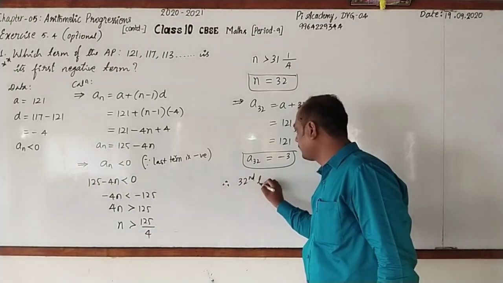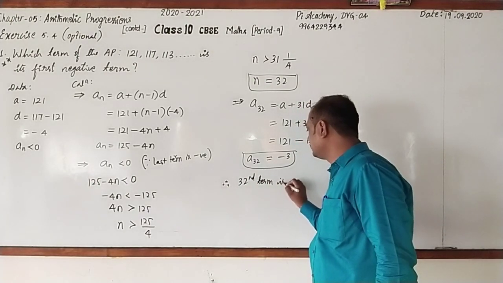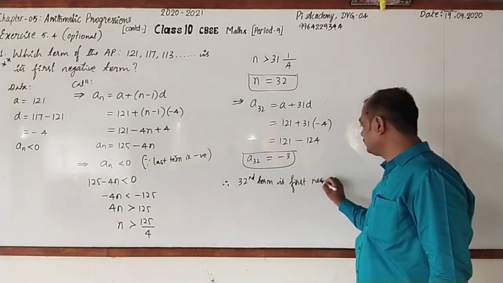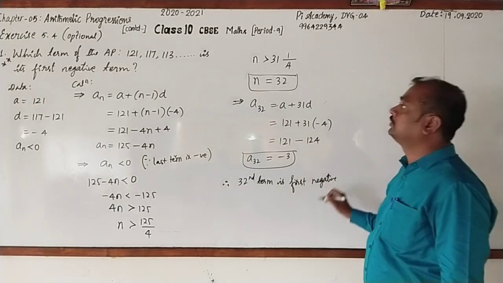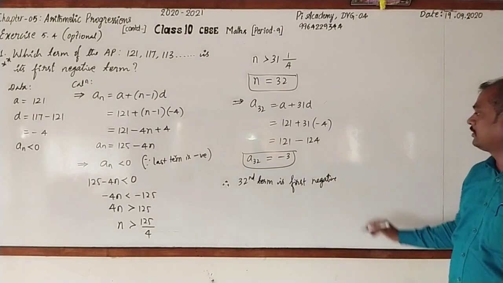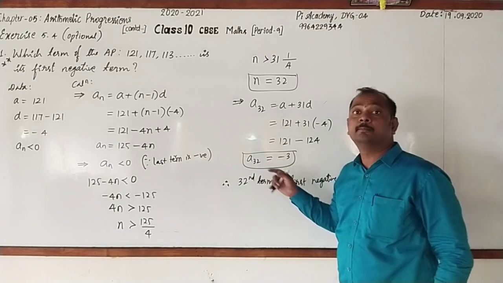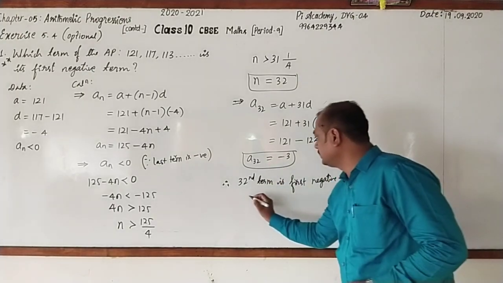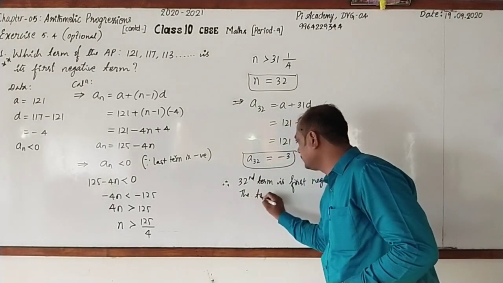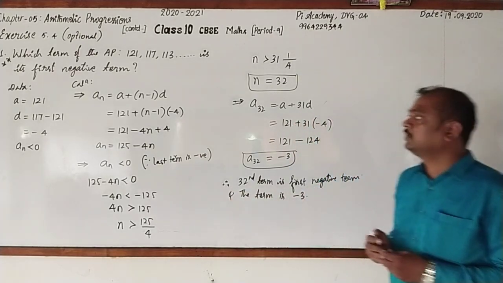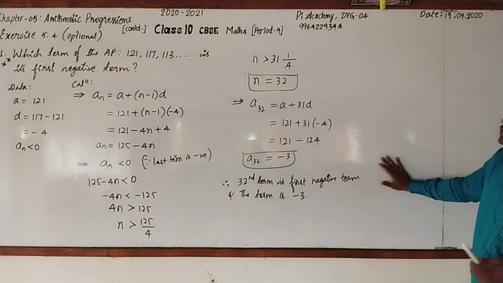32nd term is first negative term. Then which is the term? This is minus 3. And the term is minus 3. Yes. Hope that you have understood.